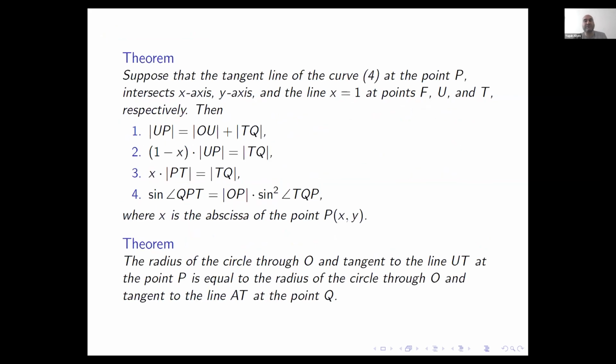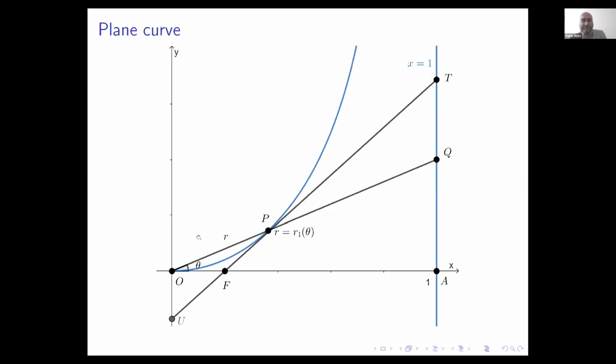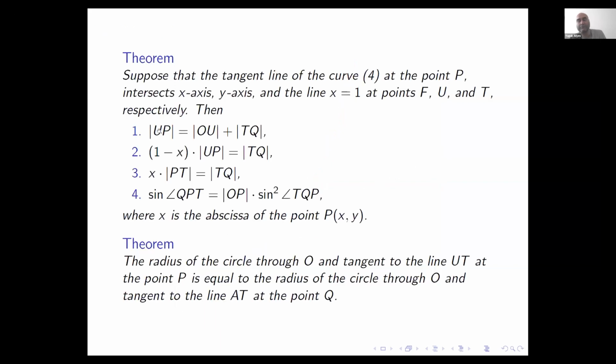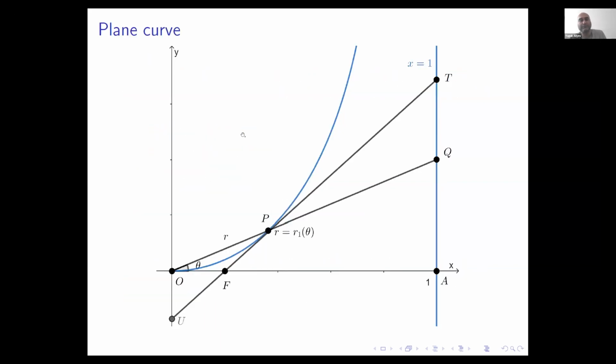Let us start with simple geometric properties. I will need to return to the picture again to be able to explain this formula. So these are simple geometric properties. The first property says that if the tangent line of the curve at the point P intersects the y-axis, x-axis, and the line x equals 1 at the points U, F, and T, then this equality holds true: UP equals OU plus TQ. It is not difficult to prove this.